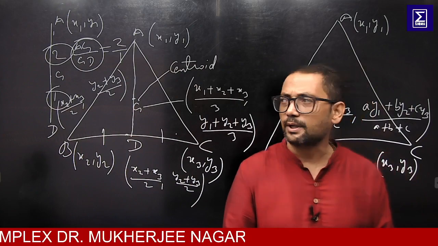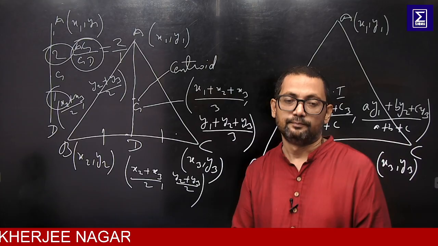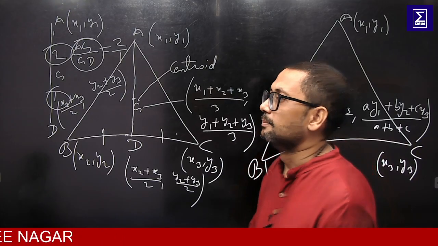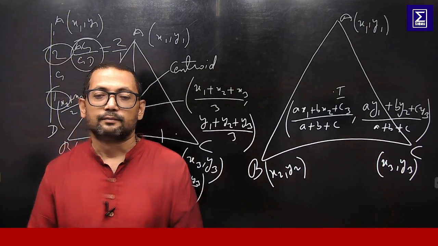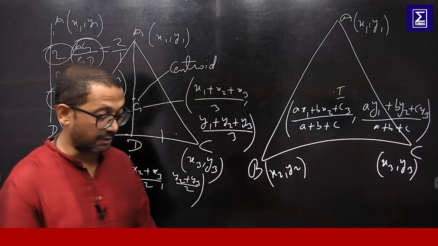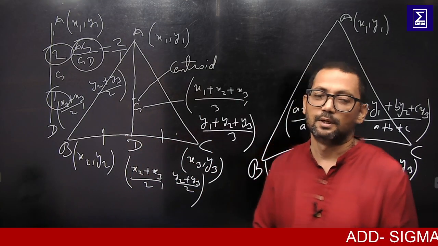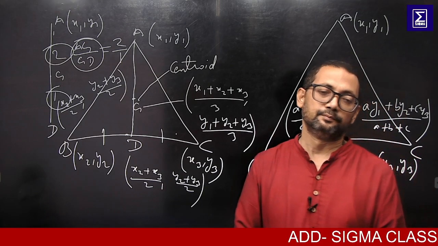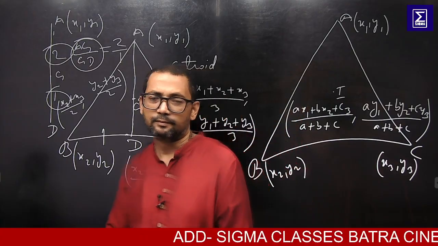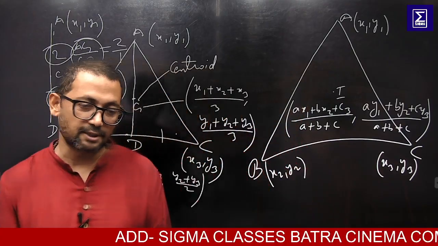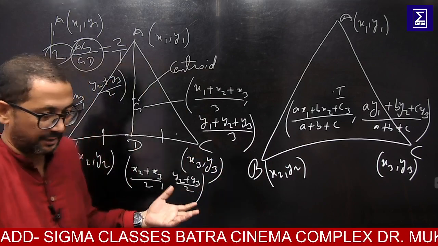Very good. What are the coordinates of the orthocenter? The x coordinate is over tan A plus tan B plus tan C. What is the y coordinate of the orthocenter? Yes, again over tan A plus tan B plus tan C. Okay, so this is more than enough. You don't need to prove it. I have proved it so that you will get more clarity.